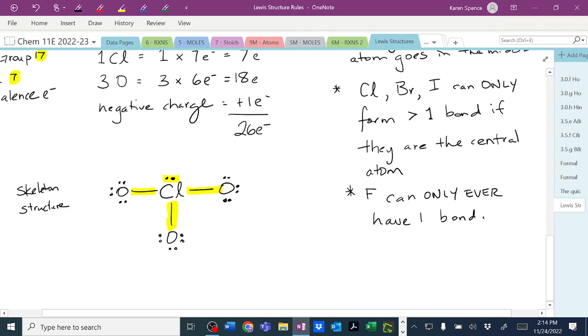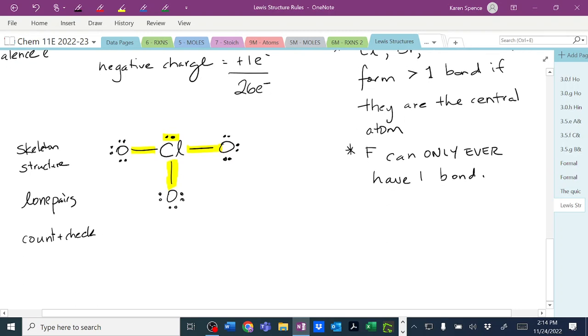Now that we have our skeleton structure and we have our lone pairs, counting. Count and check. Again, you don't have to do it this way, but this can help you count accurately and stop you from making mistakes. I often write that I have 3 lines, and each oxygen has 3 lone pairs, so that's 3, 6, 9, and then a pair on chlorine makes 10 lone pairs.